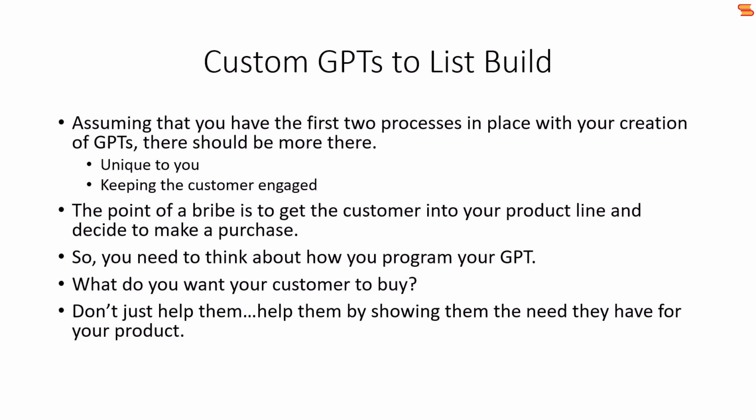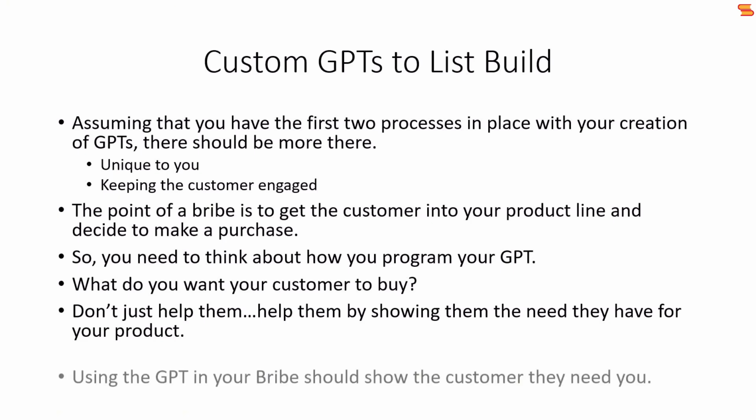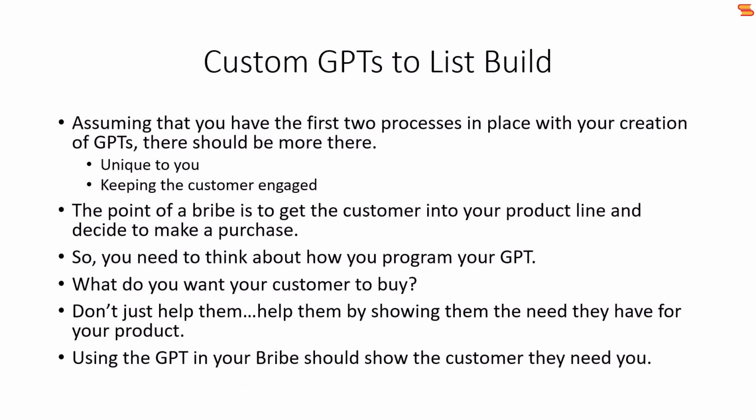If all you're here to do is help people, then you will not live to fight another day, because you have all these freebie seekers on your list, they're not going to buy anything, and you haven't asked them to buy anything. So basically, you will see the profit lacking, and eventually you just won't want to do the business anymore. So don't just help people. You help them by showing them what they need to have for your product. Use the GPT in your bribe to show the customer that they need you, right? That's what you're trying to do.